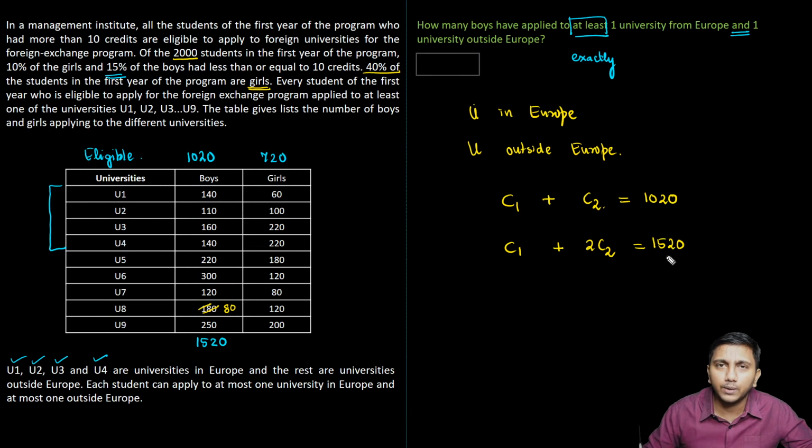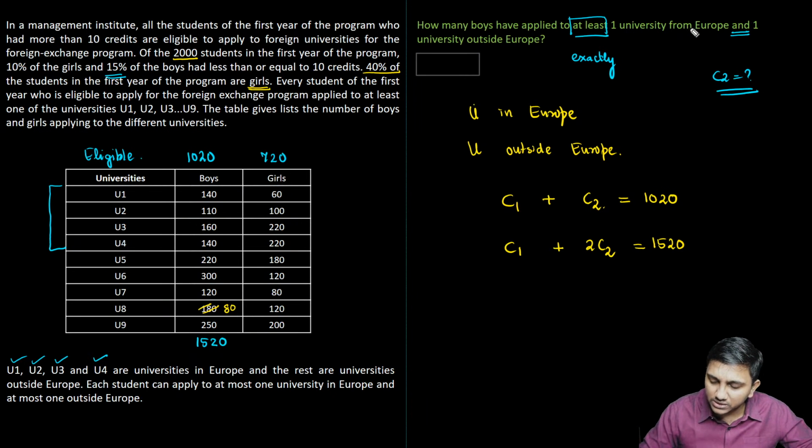These two are important equations. I have discussed them as reconciling equations when we discuss basic concepts of Venn diagrams. So once you go through that, you'll get even more clarity if you haven't gone through yet. So C1 plus C2 is 1020. C1 plus 2C2 is 1520. What is the question asking for? Question is asking for C2.